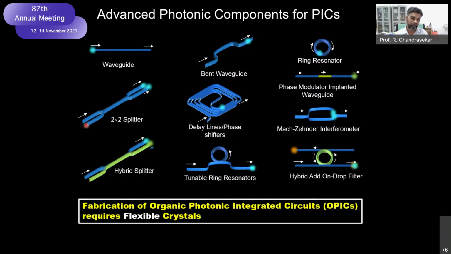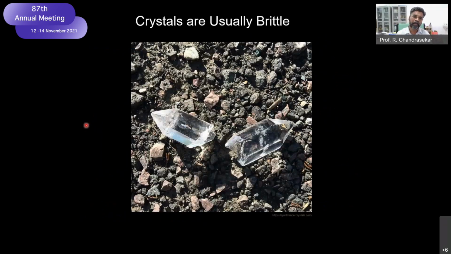interferometers, splitters, and add-drop filters. So if you see these structures, you can immediately wonder how the crystals can be bent, because we know that crystals are usually brittle, and creating bend circuits needs bendable crystals, so-called flexible crystals.